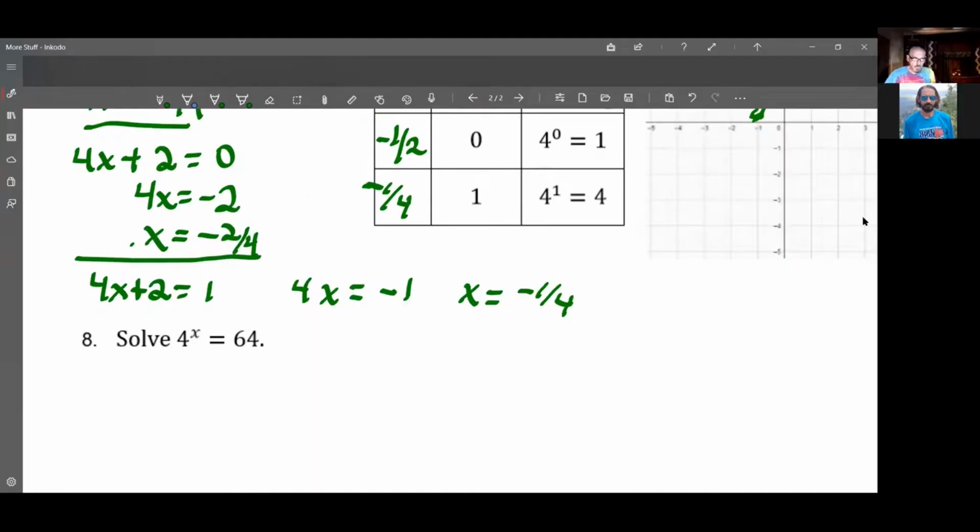Y equals 4 to the x is an exponential function. It's 1 to 1. And 64 is a power of 4. It's 4 cubed. Because it's 1 to 1, the fact that we're getting equal outputs means that the inputs, x and 3, have to be equal.